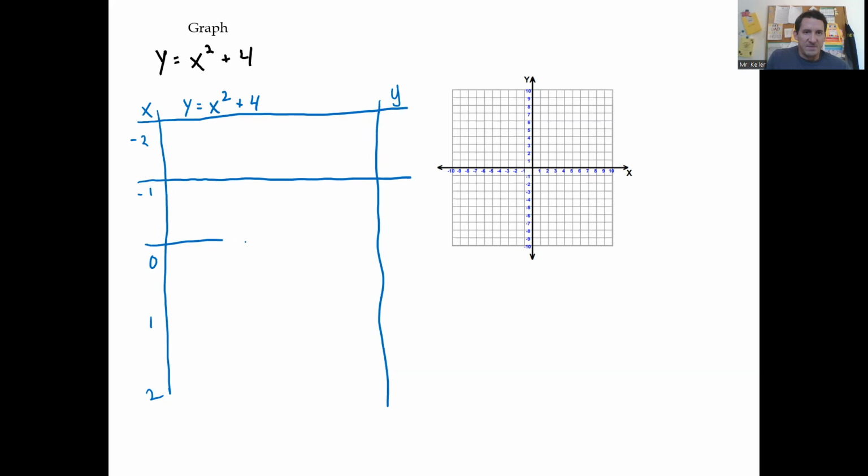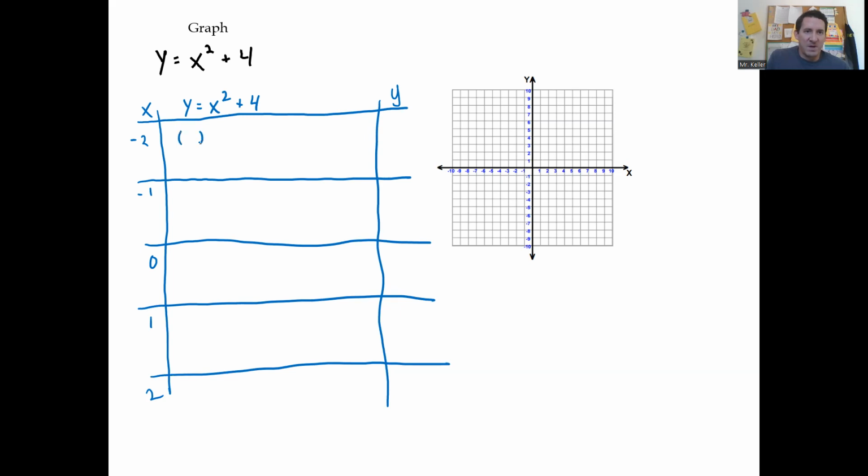All right, so I'm going to finish making this table. What I like to do when I'm doing this is write my function in here, replace the x's with parentheses. I'm going to do that for each. So it's x squared plus 4, x squared plus 4, x squared plus 4, and then x squared plus 4. So replace all the x with parentheses, and then I'm going to fill in the blanks in those parentheses with the x values. So -2, -1, 0, 1, 2.